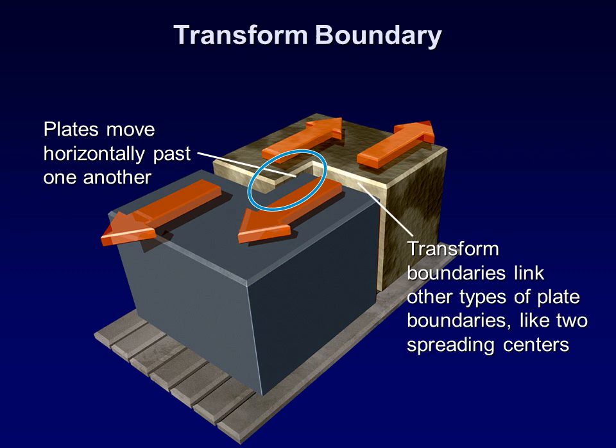Transform boundaries link other types of plate boundaries like two spreading centers. That's why mid-ocean ridges have a zigzag pattern, because transform boundaries are linking other boundaries at the mid-ocean ridge. So it's linking together the divergent boundary. And what do transform boundaries tend to connect? Again, divergent boundaries.